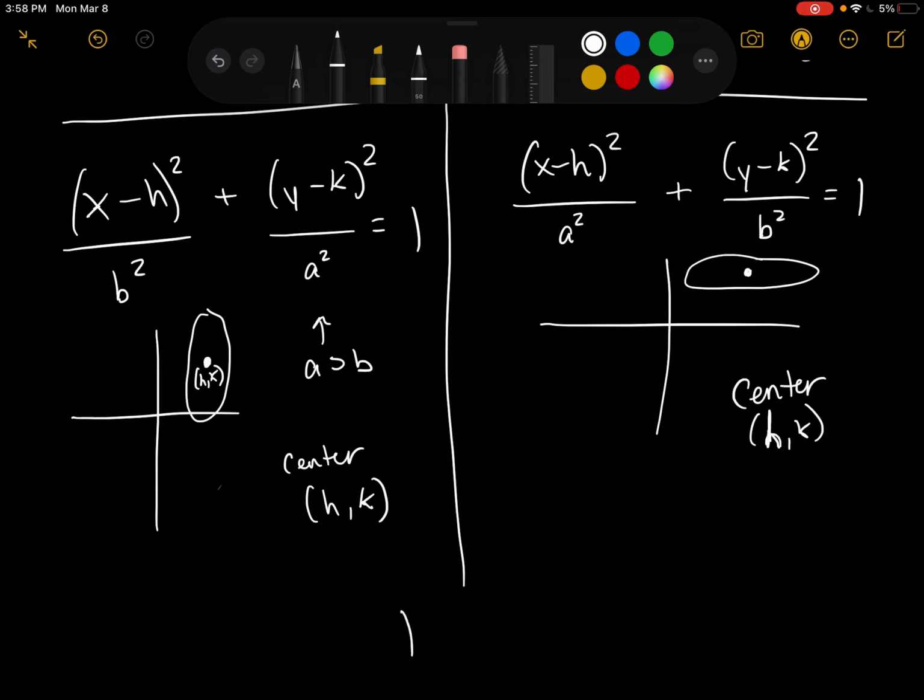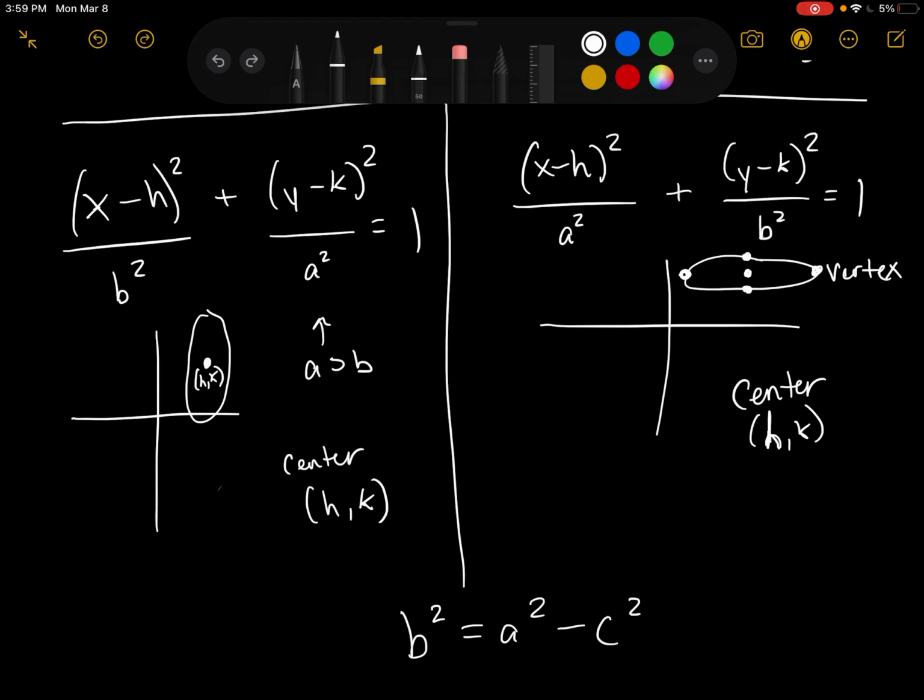From the previous video, everything else still holds true. So for both of these, b squared still equals a squared minus c squared, and that's going to be essential to solving. Also, we still have these as our vertices, and our co-vertices are still on the other side, the skinnier side.